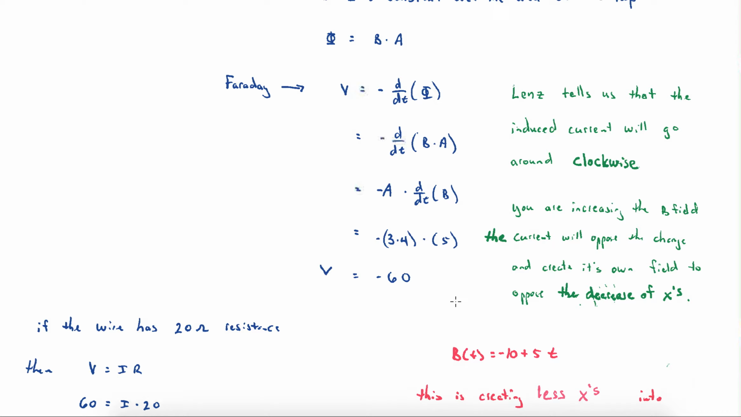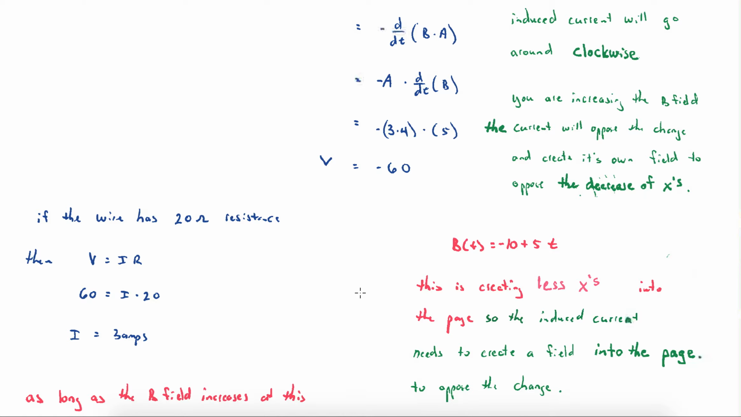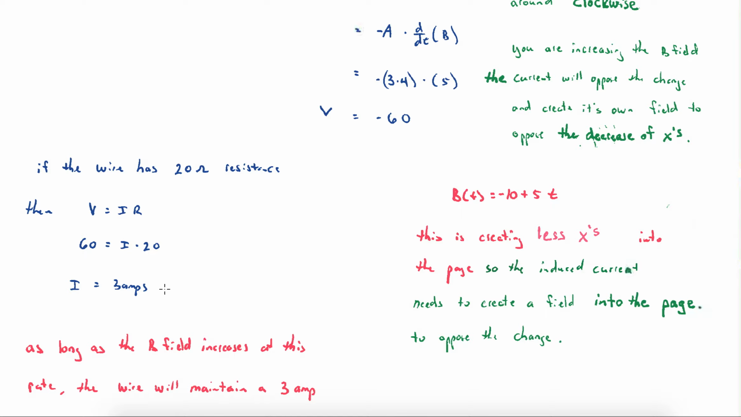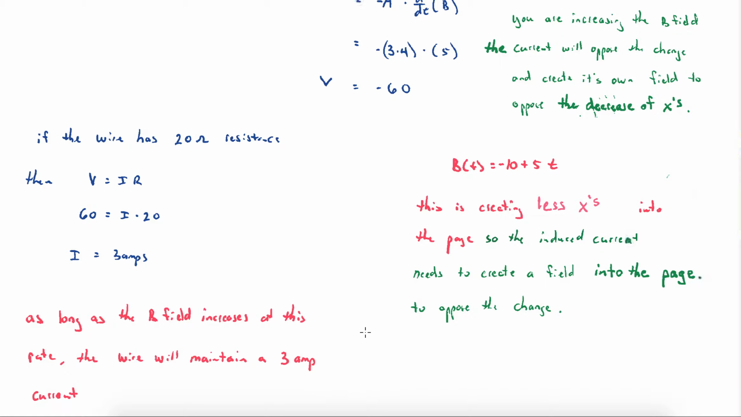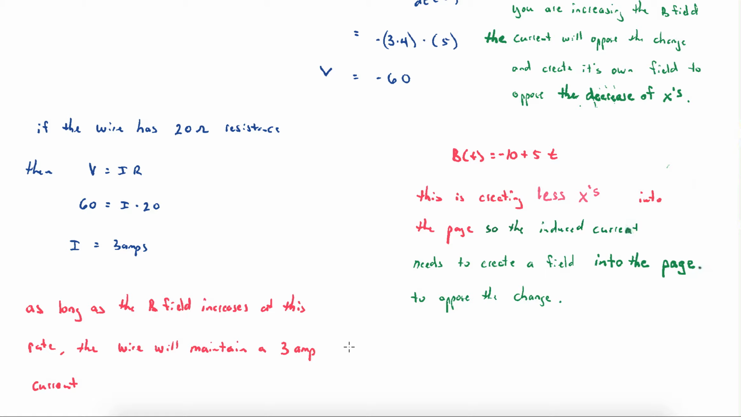the decrease of X's. And again, if you actually knew the wire's resistance was 20, you could figure out that the induced current would be 3 amps. And as long as the B field is increasing at this rate, you're going to continue to induce a current in the loop because it's always going to oppose the change.